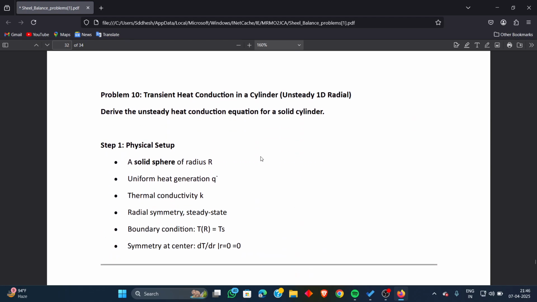This is the last question. Problem 10. That is transient heat conduction in a cylindrical, unsteady 1D radial: derive the unsteady heat conduction equations for a solid cylinder. Step 1, physical setup. A solid sphere of radius R, uniform heat generation q dot, thermal conductivity k, radial symmetry, steady state, boundary condition at r is equal to R, T is equal to Ts, symmetry at the center, dT by dr at r is equal to 0 is equal to 0.